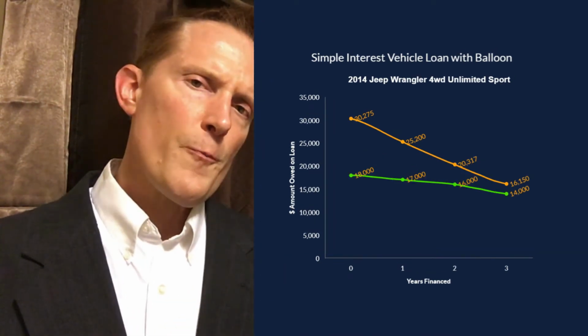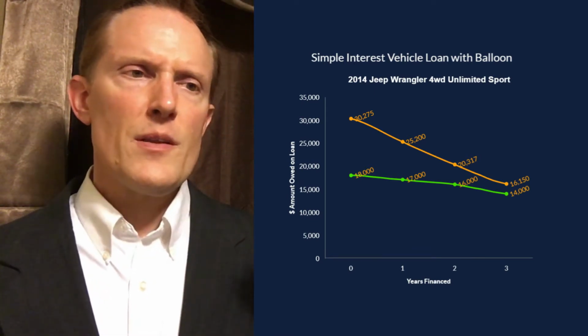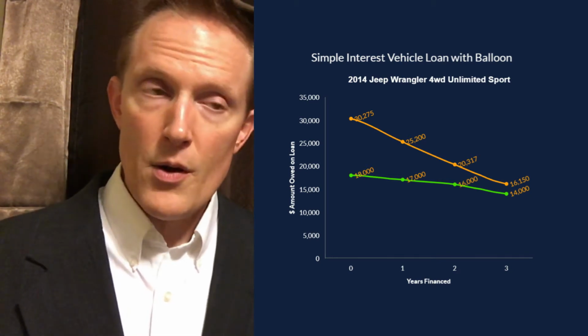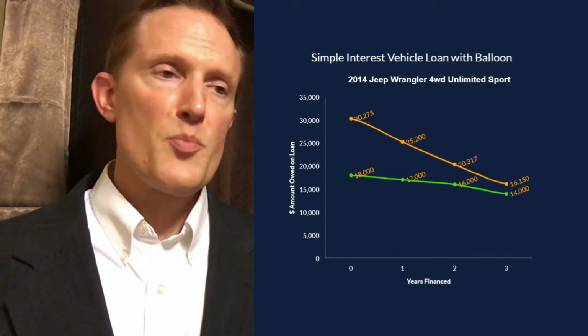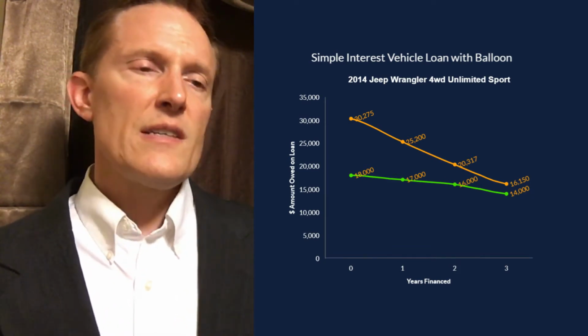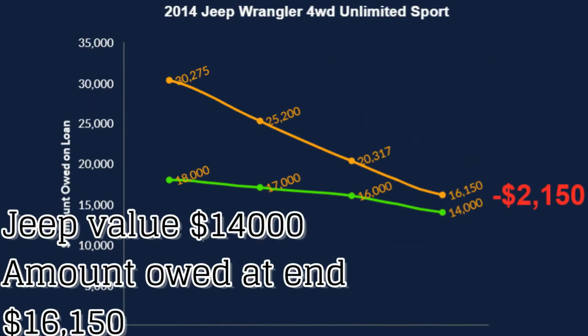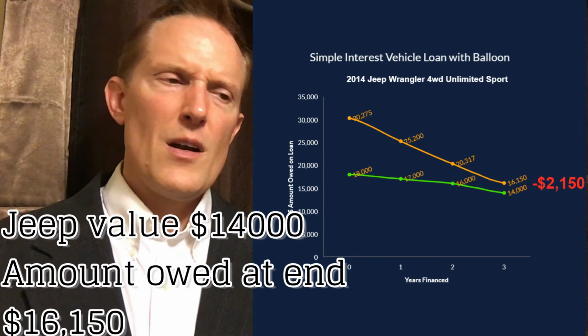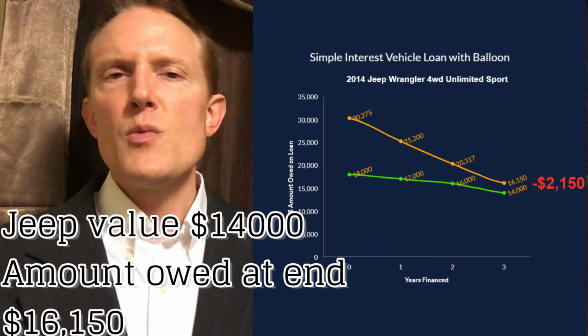What if the reverse is true? What if something has happened and the market hasn't held its value on this vehicle for one reason or another? It could be a whole bunch of different factors. The price of gas went through the roof and you were in an SUV. Well, all of a sudden now it's worth $14,000, but I still owe $16,150 or so. That's the fear with balloon loans, and that's why people say, you know what, I don't want to take that risk. So here's what I recommend.